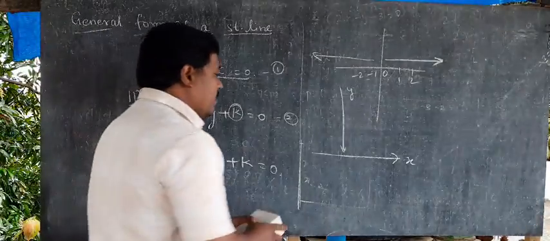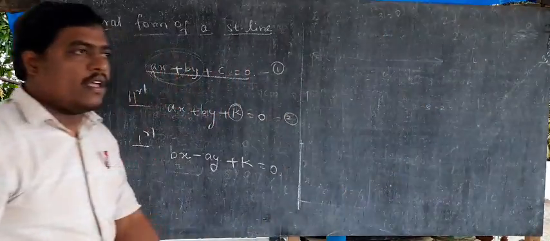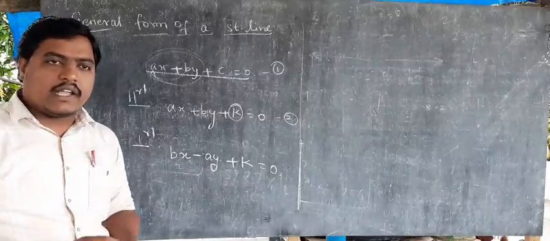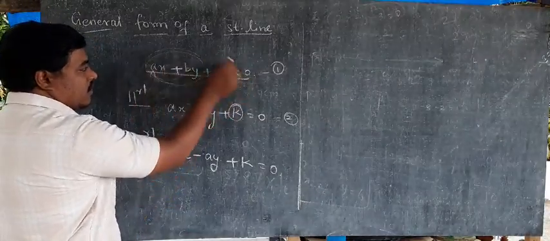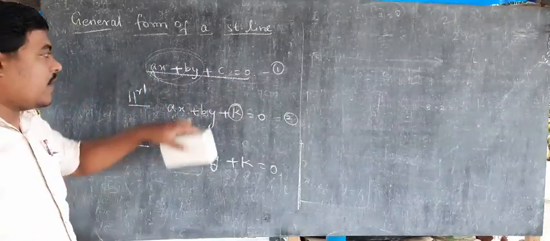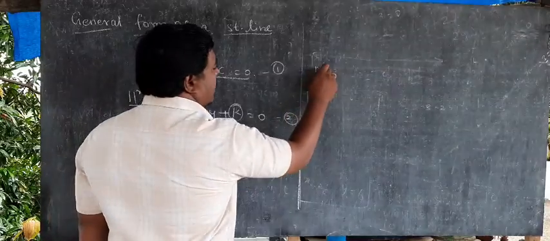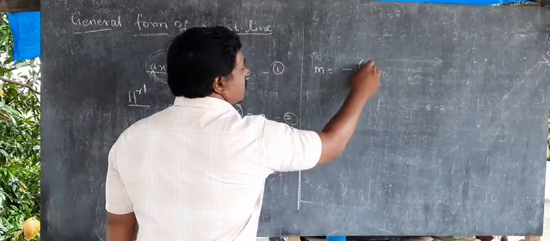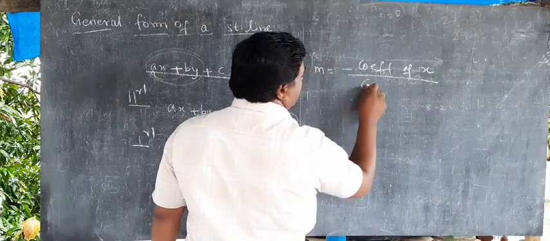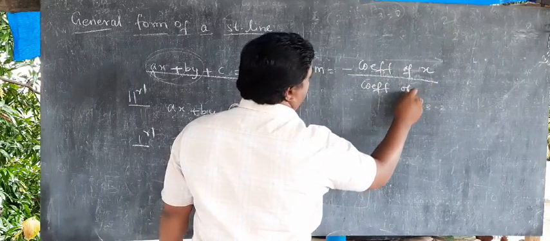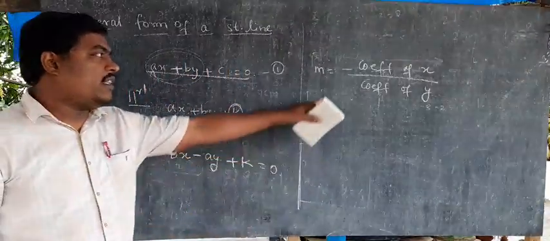Clear? So why am I saying this? In this exercise we are using the concept of the straight line equation, and then we have to find the slope also. This is one general equation. From this line equation we have to find the slope. How do we find it? The formula is m equal to minus coefficient of x by coefficient of y. This is the formula for finding the slope.